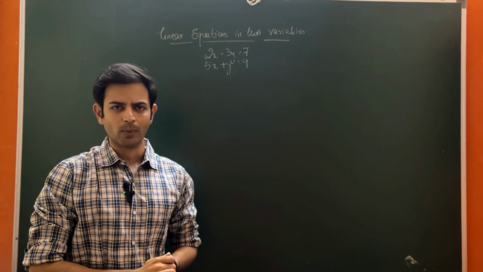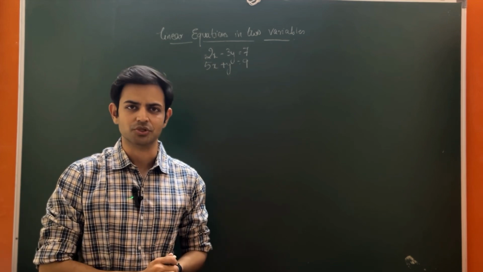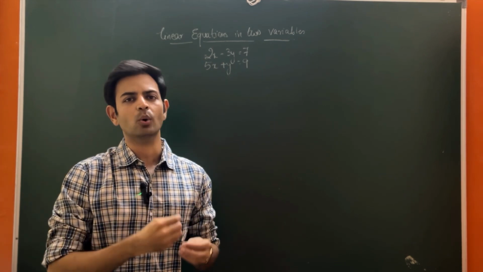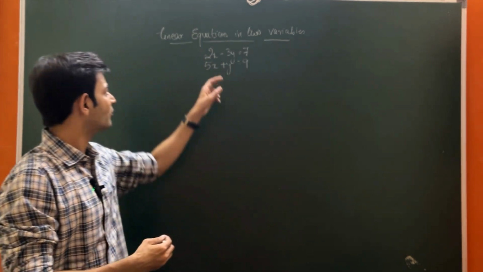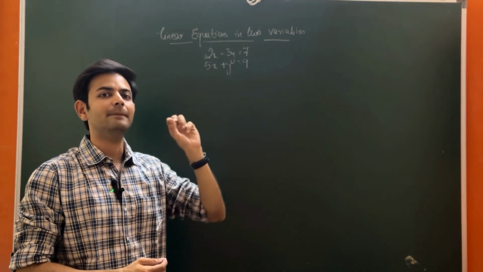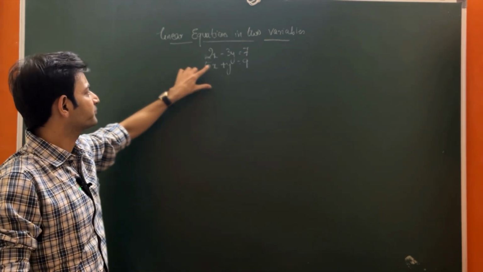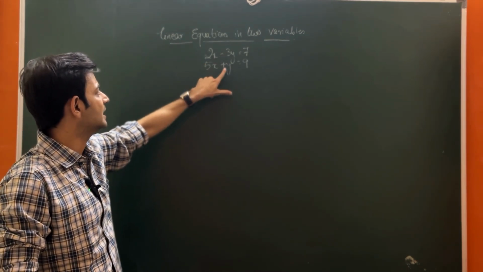Let us take the same question and go for a second method, which is equating the coefficients. By equating the coefficients, we mean that for either x or y, we can take any of the variables and make the coefficients equal. Now here, the coefficients of x are 2 and 5. Coefficients of y are minus 3 and 1.